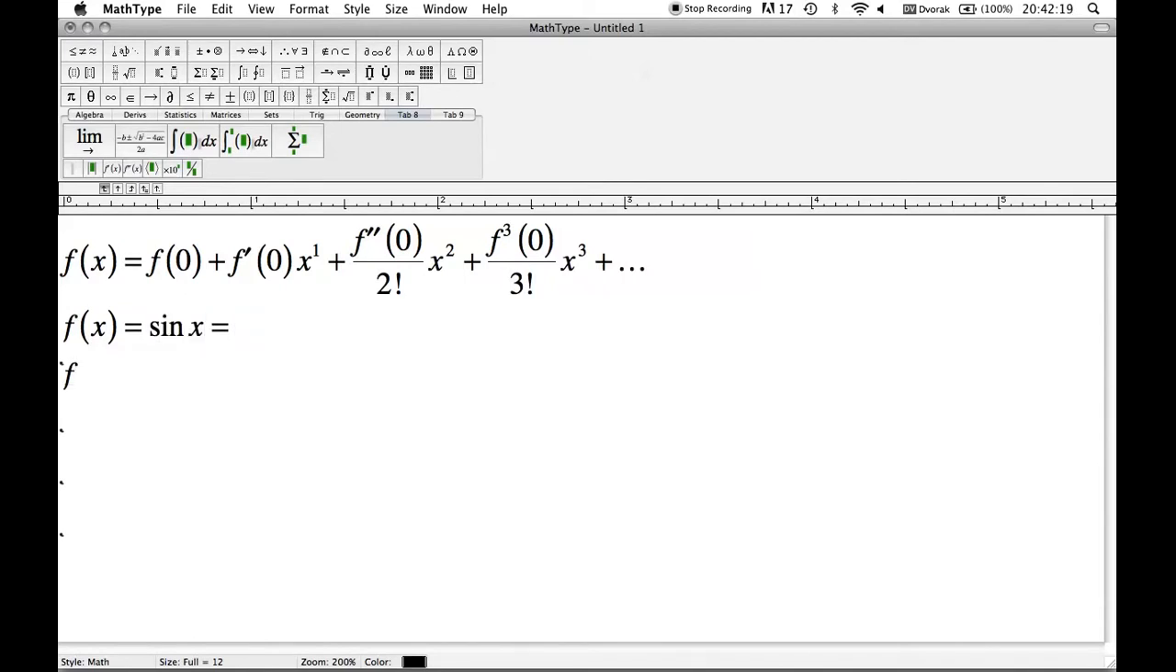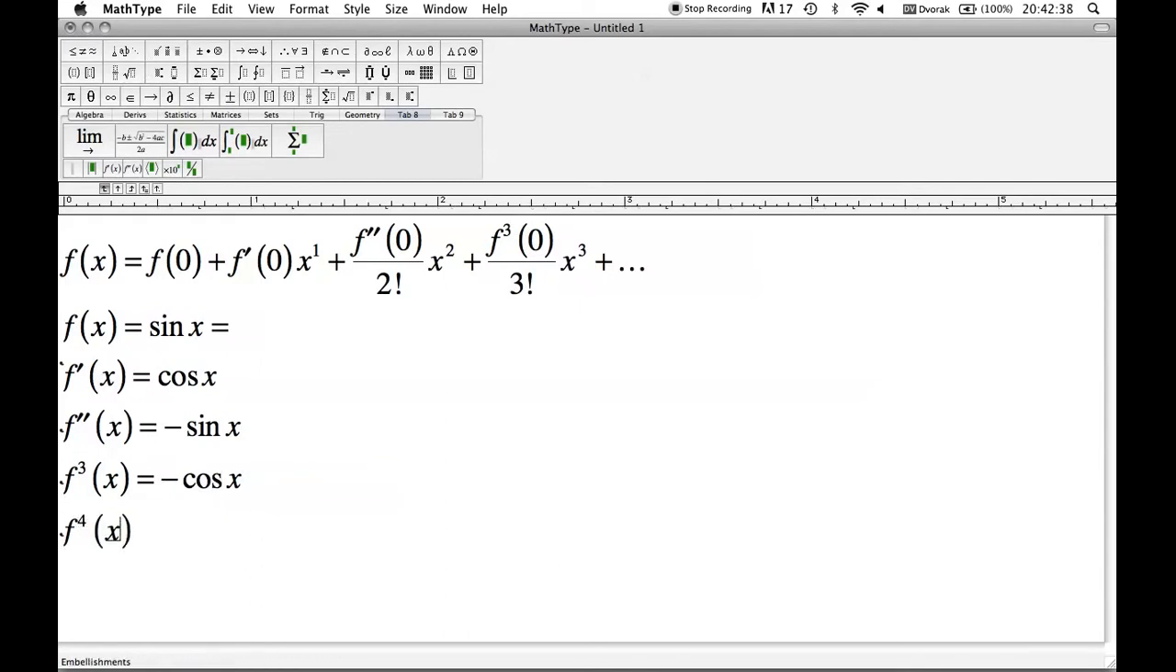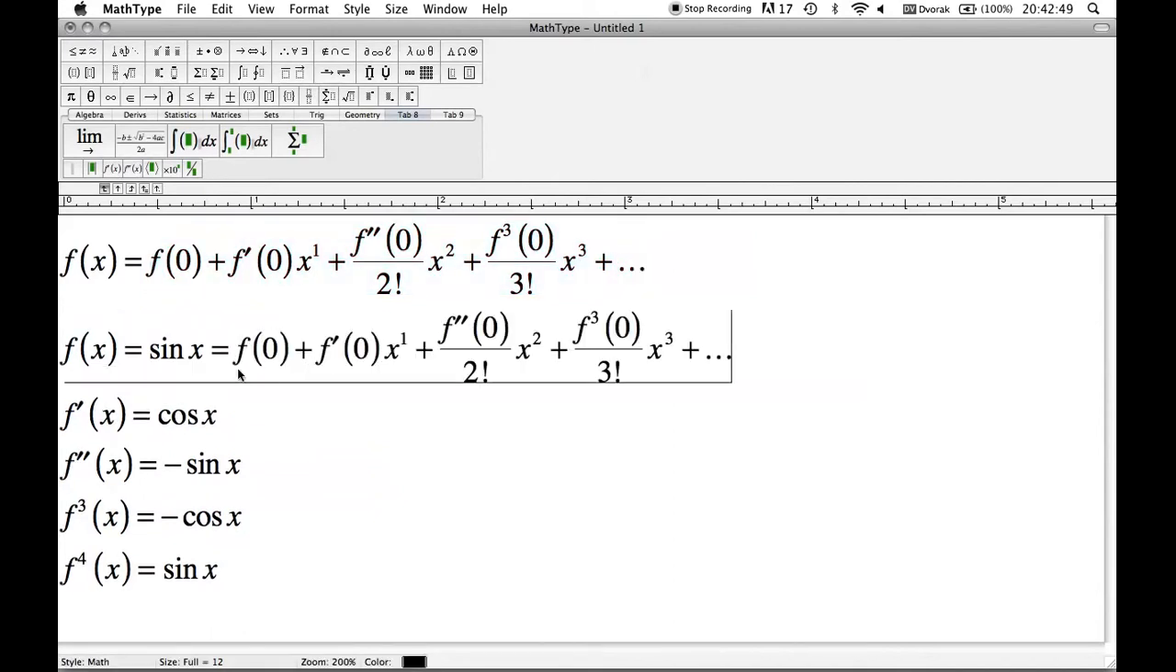Well, f prime of x is going to equal the first derivative of sine of x, which is cosine of x. The second derivative is equal to negative sine of x. The third derivative is equal to negative cosine of x. And then the fourth derivative is going to be back at sine of x. And then all of the derivatives repeat. So, if we plug it into this formula here, we have it looking like this.